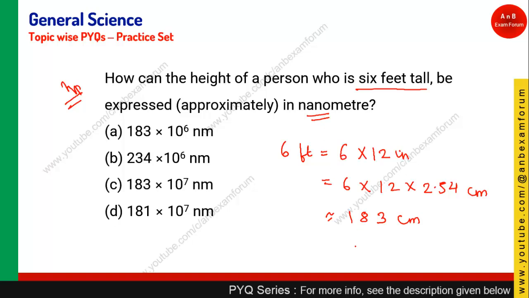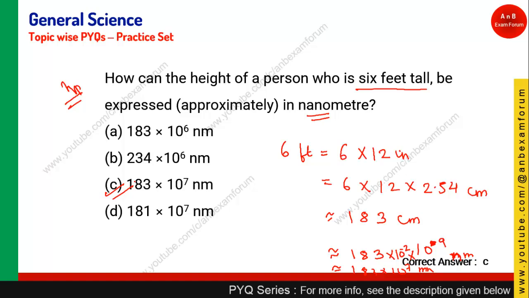Nanometer, as you know, is 10 power minus 9. In order to make it in nanometer, 183 centi means 10 power minus 2, and into nanometer. I am making it plus because the unit is converted to nanometer, so I am multiplying with 10 power 9, not minus 9. If you convert it, it will become 183 into 10 power 7 nanometer. So option C, those who have given, they are right.